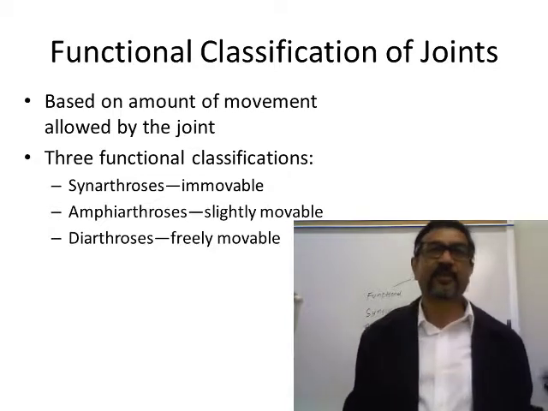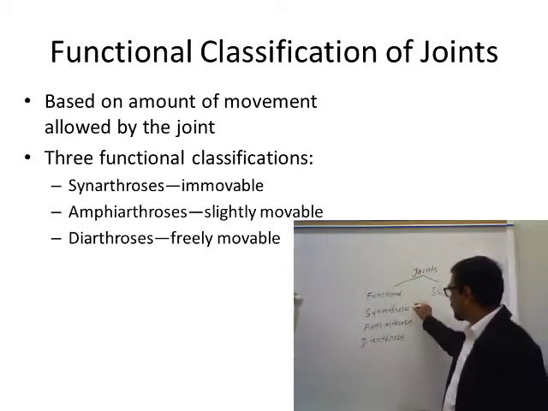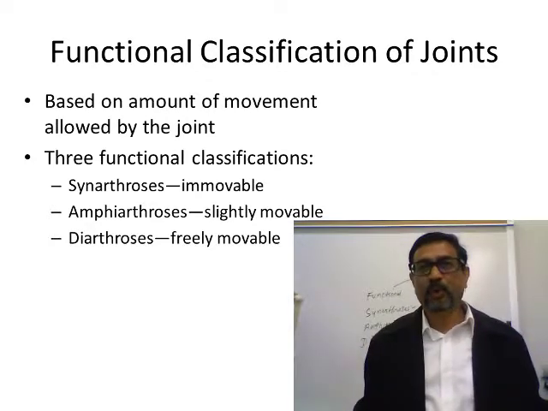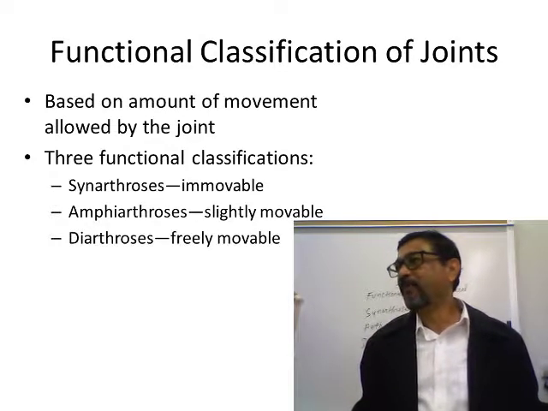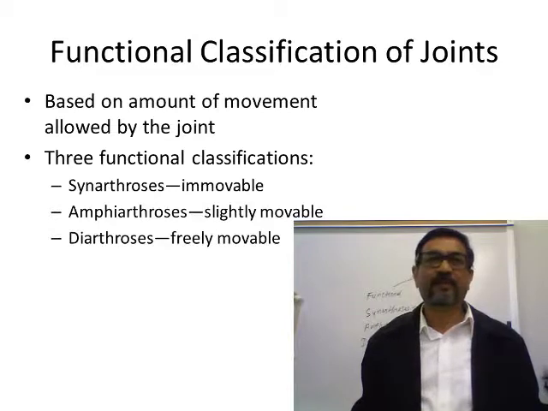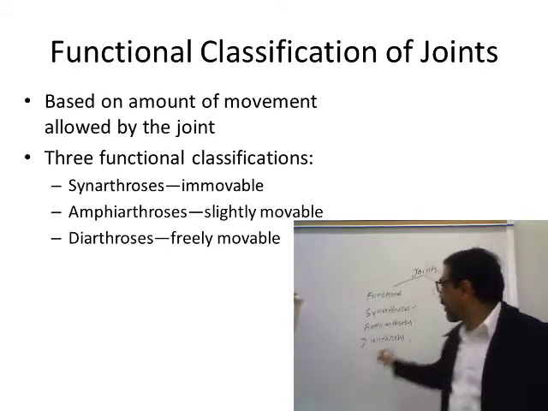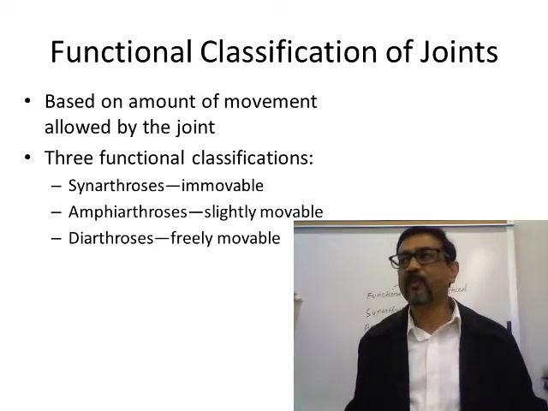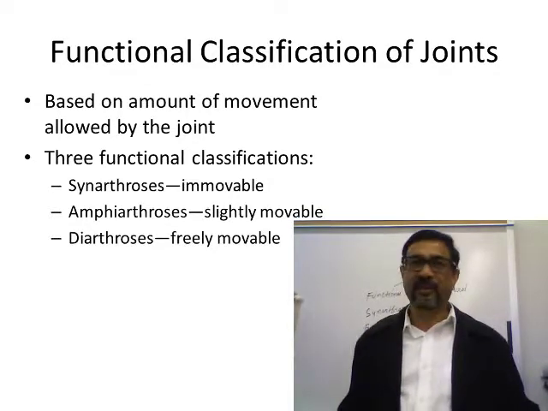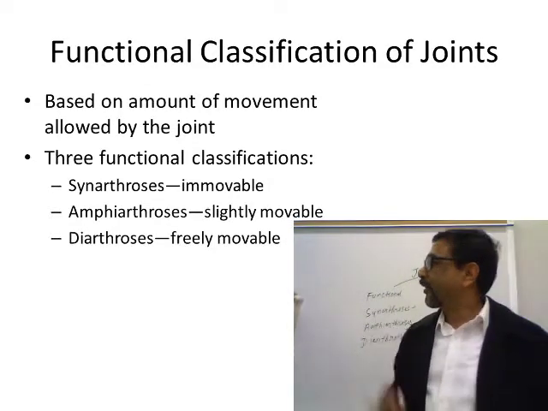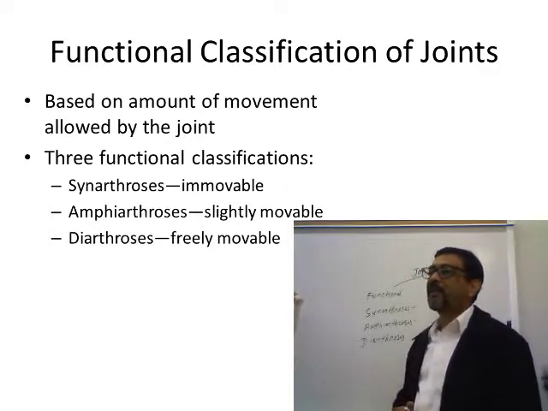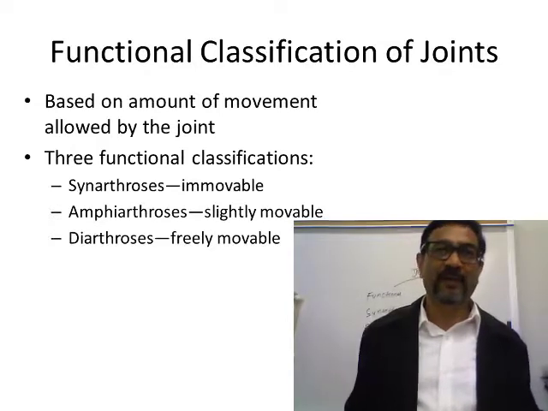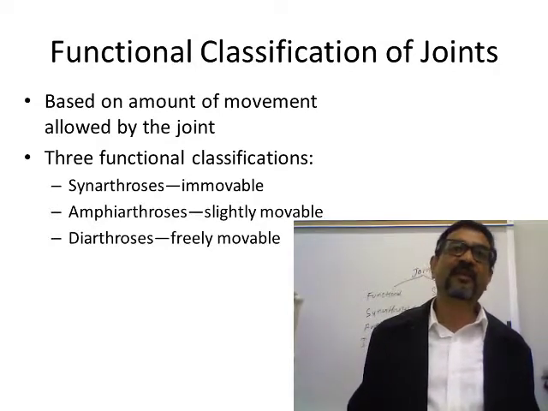functional types. Synarthrosis are immovable joints. No movement occurs. Amphiarthrosis, slightly movable. Small amount of movement occurs. And diarthrosis are freely movable joints. Plenty of movement occurs in diarthrosis.